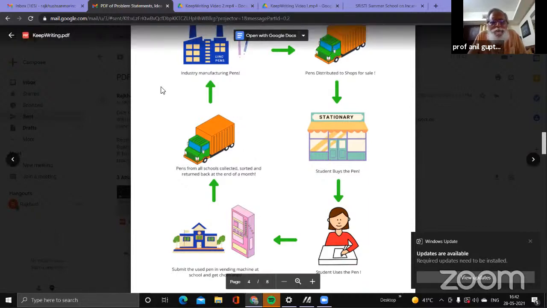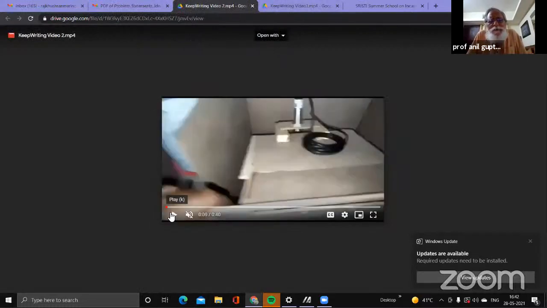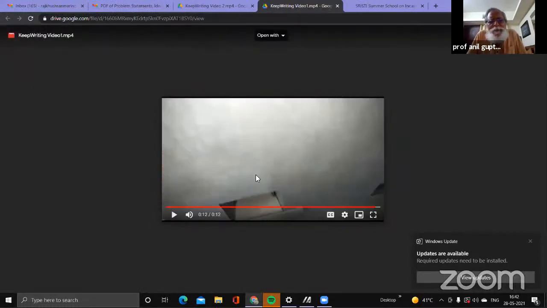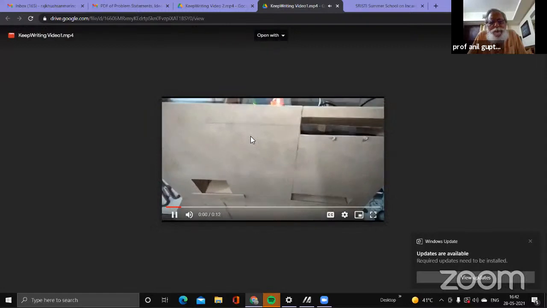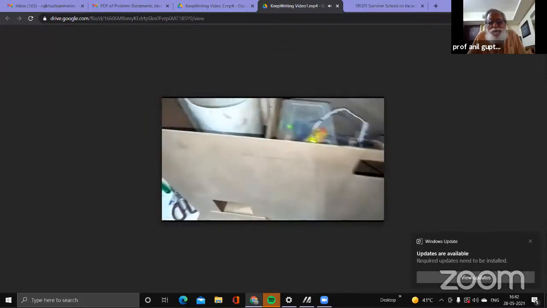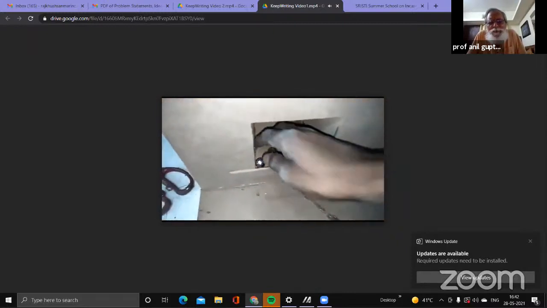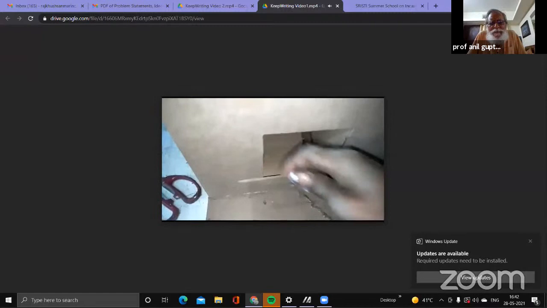Anyway, he will not be able to see, he's not connected. So you can see it later on. He has designed a solution where you put a pen inside and the chocolate comes out. And that will incentivize people to not throw used pens in the waste basket, but to use this collection. And then this can be sent to the recycling agency.